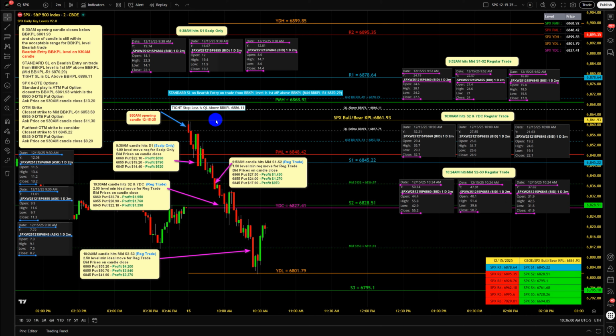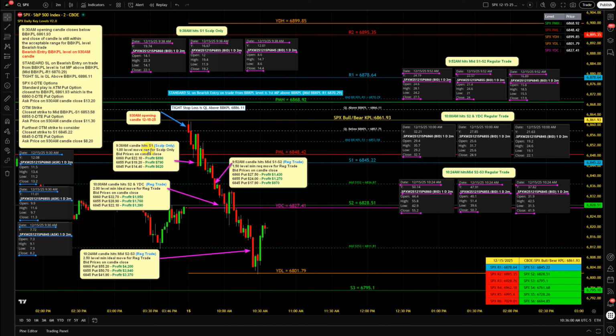Okay, so what we have here is a continuation of the move down. First, we go to the pre-market low, and we have a slight bounce up, and then we have this body-slamming candle down here, which slices back through PML and hits the S1 level.